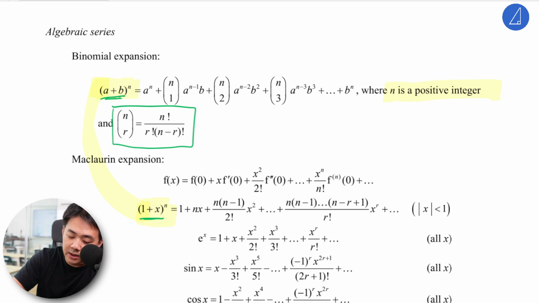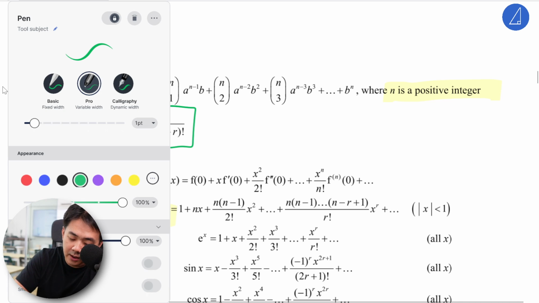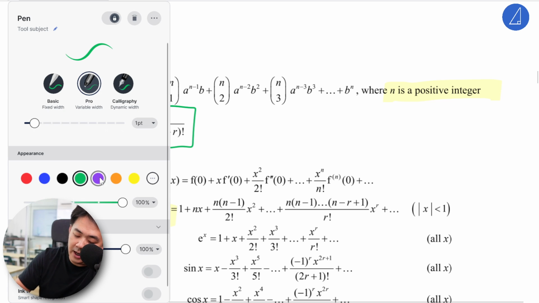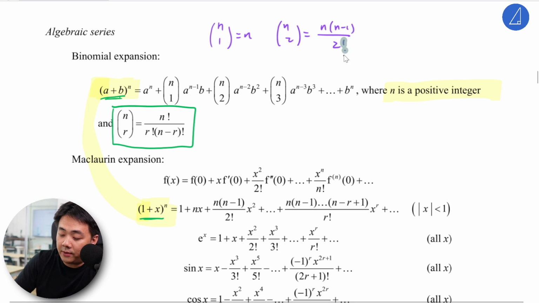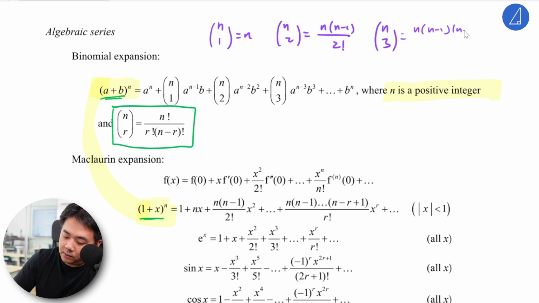Remember in secondary school you learned this one. n choose 1 is n, right? So in secondary school you learn this formula here. nC1, n choose 1, is n. Okay, then n choose 2 is n(n minus 1) over 2 factorial. Sometimes in secondary school you just learn divided by 2, but it's not exactly correct, because n choose 3 will be n, n minus 1, n minus 2, over 3 factorial.